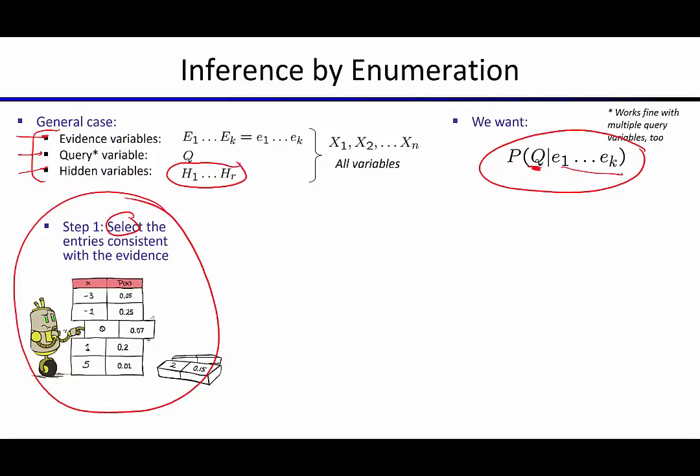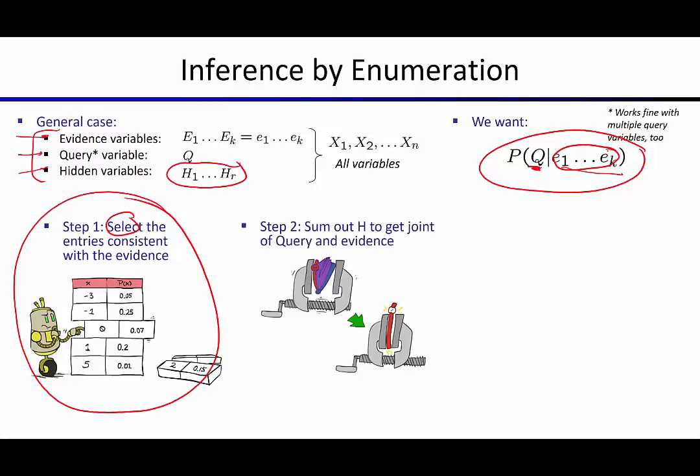Okay? So only retain what's consistent with your evidence. So you look, every row that has E1 through EK taking on the right values, you retain. Everything else you get rid of. This is a lot like what we've done in the conditioning exercise that we did before. Once you've done that, you sum out over the hidden variables.